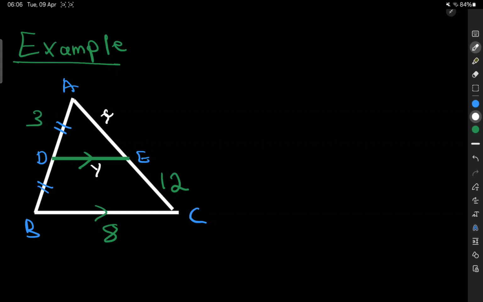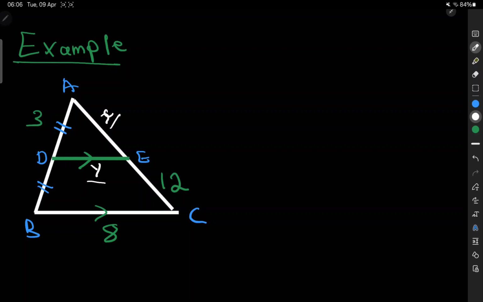What we're given is that DE bisects the line AB, so it cuts it into two equal halves. We're also given that AD is equal to 3, BC is equal to 8, and EC is equal to 12. We're also told that DE is parallel to BC. Now they want us to calculate X and Y.